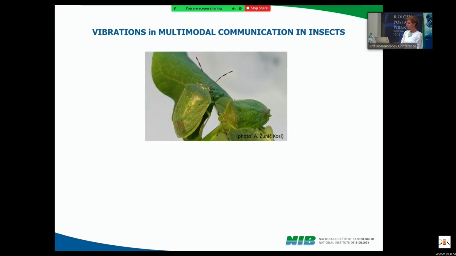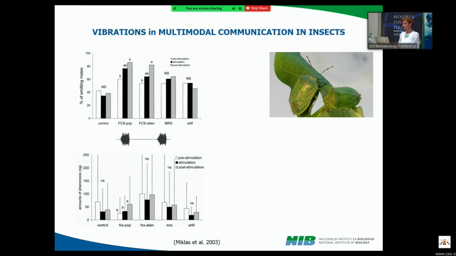And what I'm specifically interested in are the interactions between vibrations and chemicals, pheromones, and a little bit was already said in Andre's talk this morning. Stink bugs produce pheromones for long-range communication and location, and then they produce vibrations when they're at close range. And Miklas and co-workers showed that these vibrations of females influence the male pheromone production.